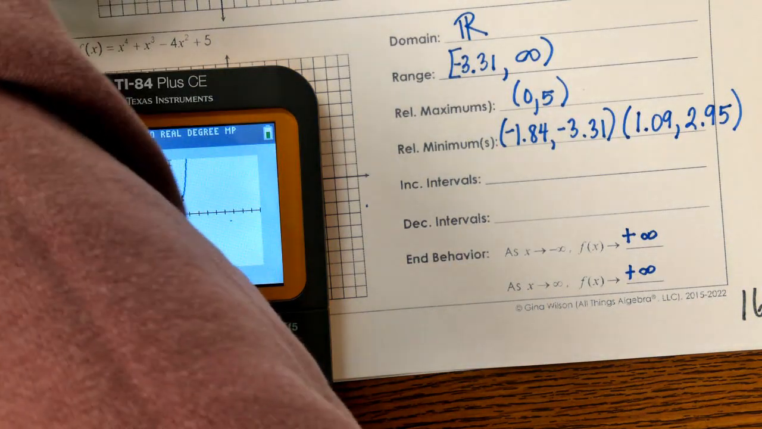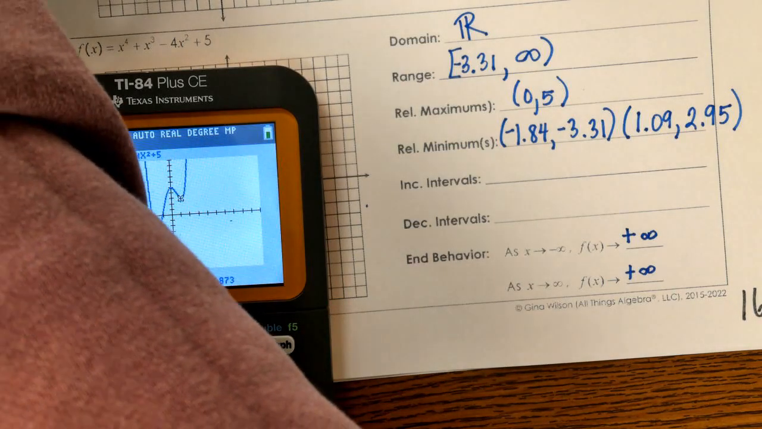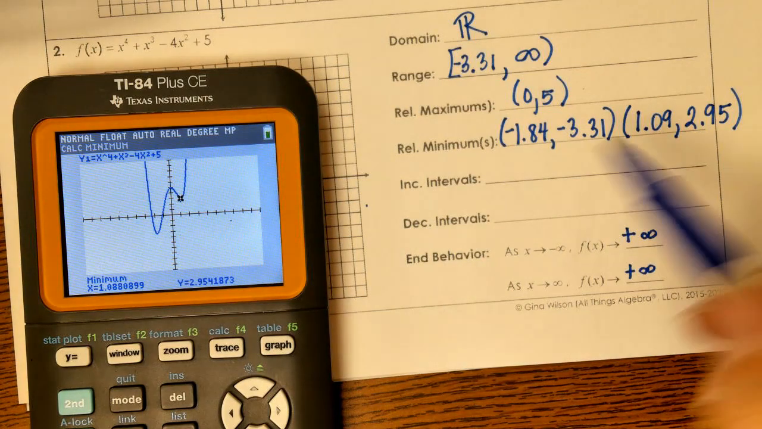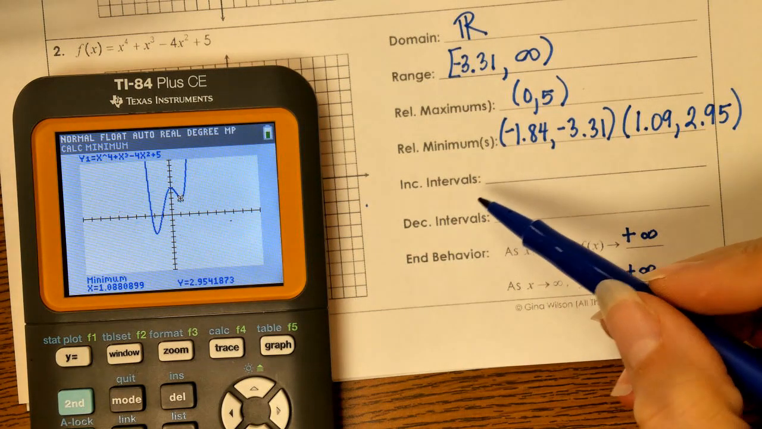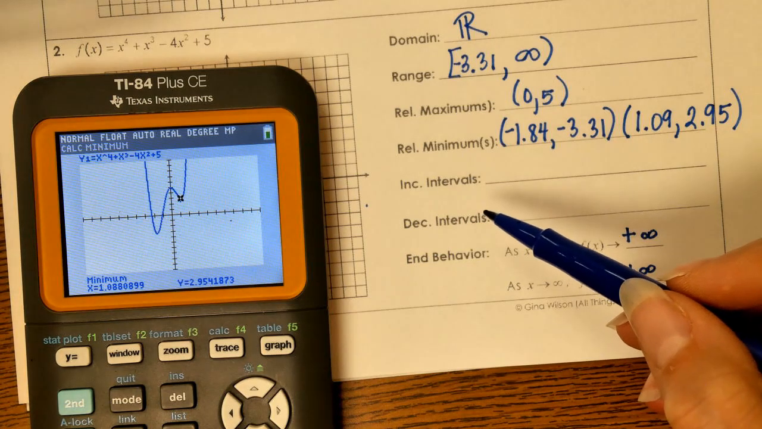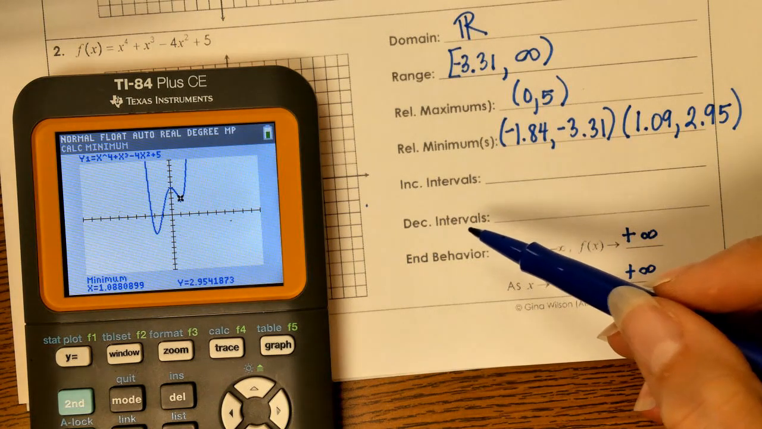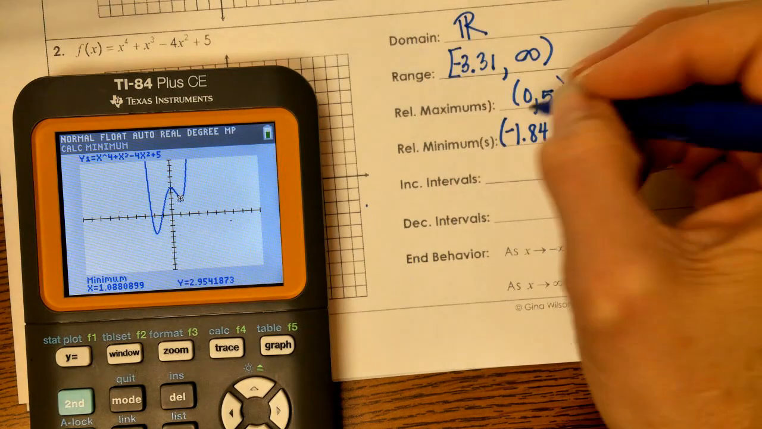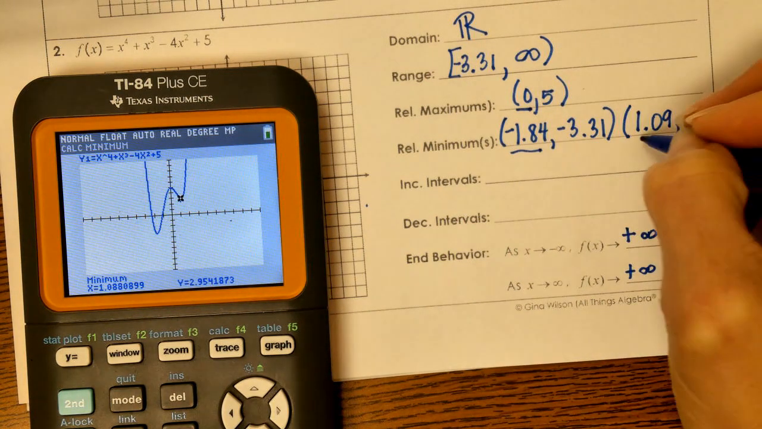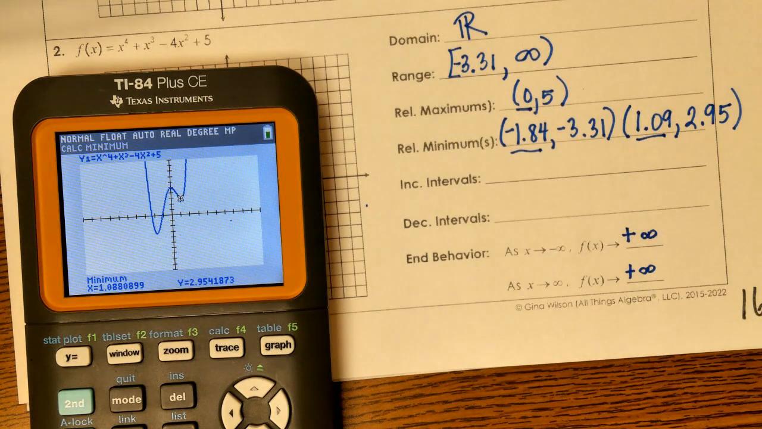I sketched this on a sheet of paper for you guys to look at to try to help with doing the interval notation. When you do intervals, remember you're only reading the numbers off of the x-axis. You really don't include the y, so you're going to be using the 0 here, the negative 1.84, and the 1.09. Those are the numbers that are going to be in our increase and decrease intervals. Just those 3 x values.